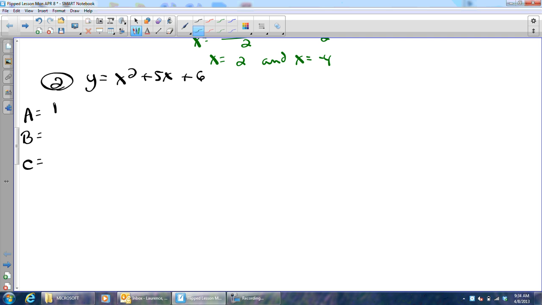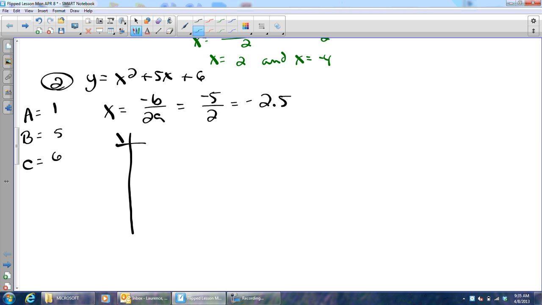So we get a = 1, b = 5, and c = 6. And x equals the negative b over 2a. Going to find that vertex. So I'm going to get negative 5 over 2, which is going to be negative 2.5, right? So to get the y coordinate, I'm going to stick negative 2.5 in for x.